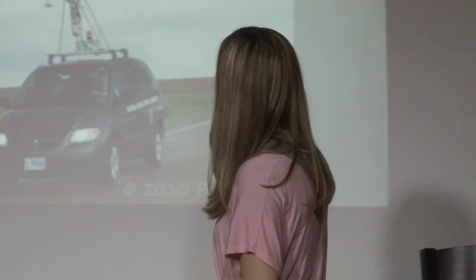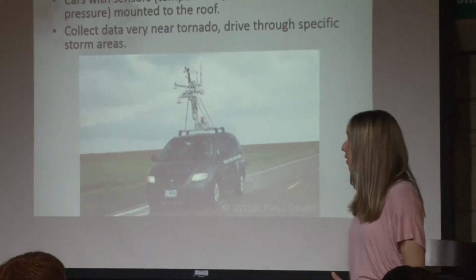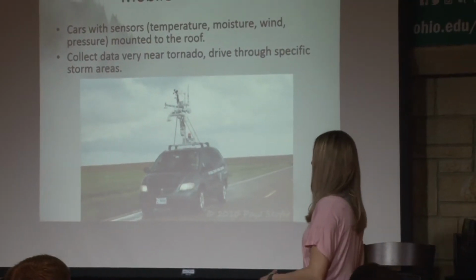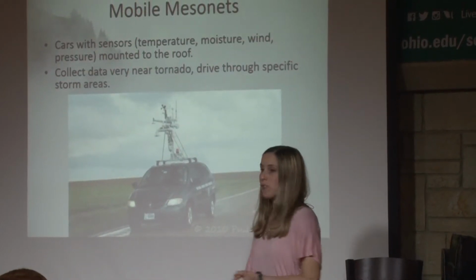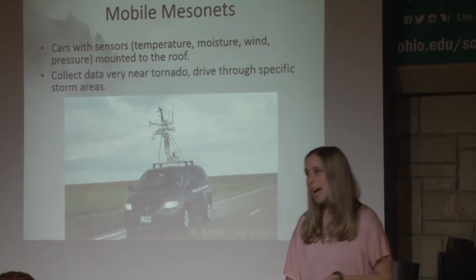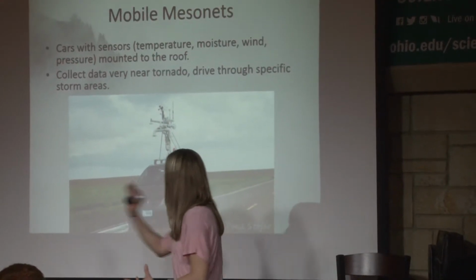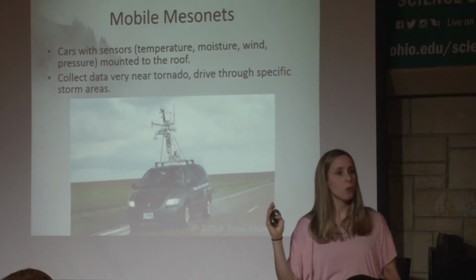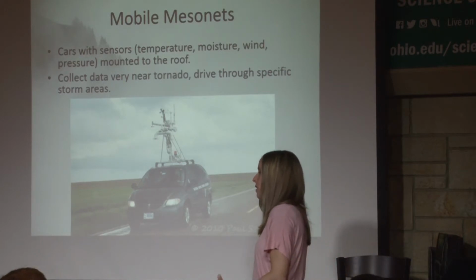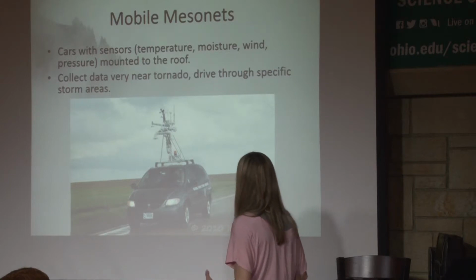Okay, so talking about observations, we also have these mobile mesonets, which are basically minivans or cars equipped with a variety of instruments designed to take samples of the environment: pressure, moisture, temperature, wind speed and wind direction. The idea is to travel roads, commonly just going back and forth as a tornado approaches, to see how these conditions change both in time and with space.